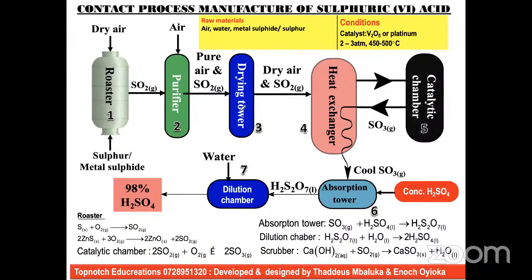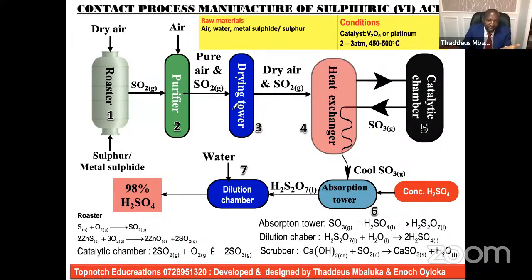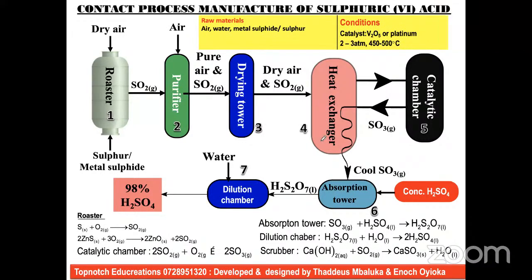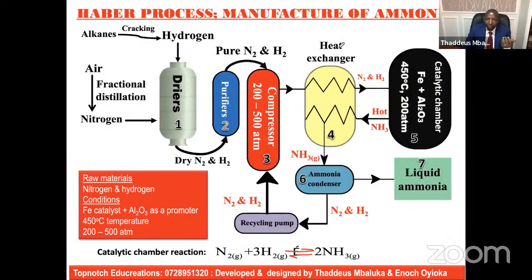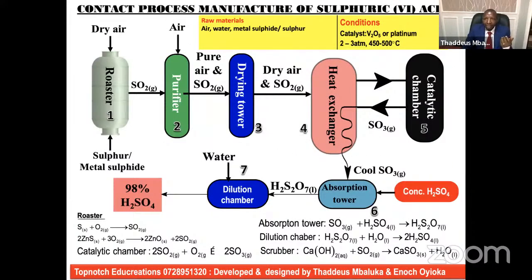Yes. Then now the purifier, the gases are purified to remove impurities that may poison the catalyst, then dried, then taken to the heat exchanger. The heat exchanger heats the gases to the required temperature. Then once the gases are heated, we go to the catalytic chamber. The reaction that occurs in the catalytic chamber is this one. The sulfur dioxide reacts with oxygen to form sulfur trioxide. And of course, as I said, this one represents a reversible reaction. Remember, this one is a reversible reaction. That's the equation that occurred there.